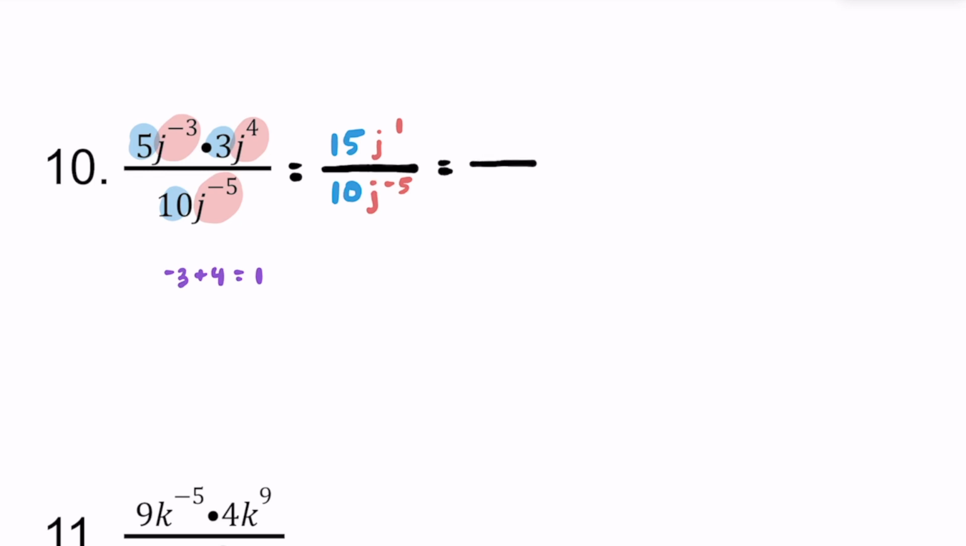Okay. Now let's go ahead and go further. I think we can clean this up a little bit more, right? So we have 15 over 10. Their GCF is 5. So let's go ahead and divide this by 5 and divide this by 5. 15 divided by 5 is going to be a 3, and 10 divided by 5 is going to be a 2.